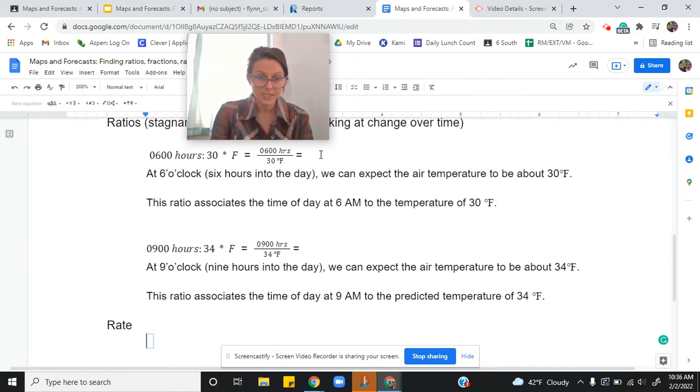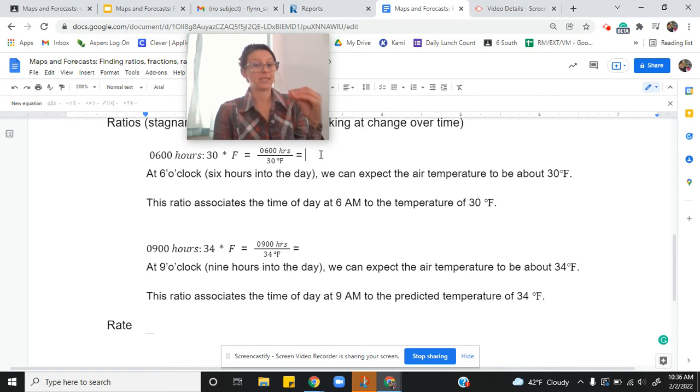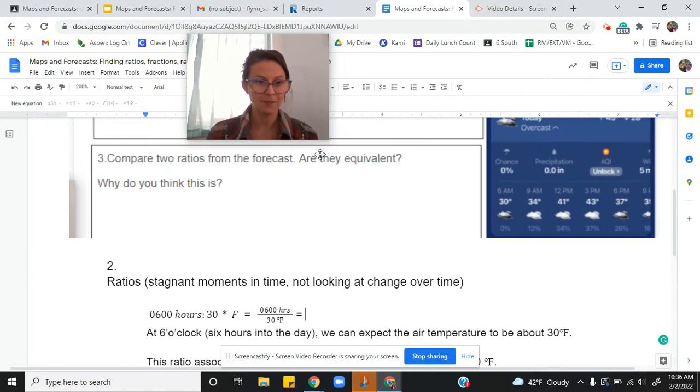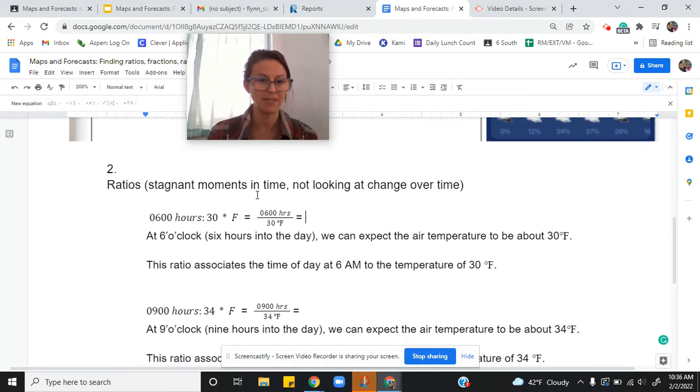I left equal signs here because I want to turn these ratios into a unit rate, and show that it doesn't really make sense. So if every 6 hours, and wait a second, I think I did it backwards. It says compare temperature to time of day. So I did it backwards. Let's fix it. So it's 0600 hours to 30 degrees Fahrenheit.